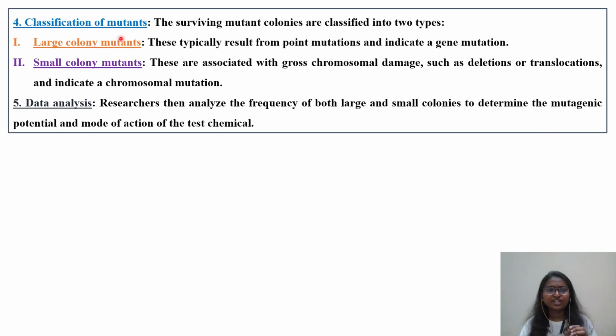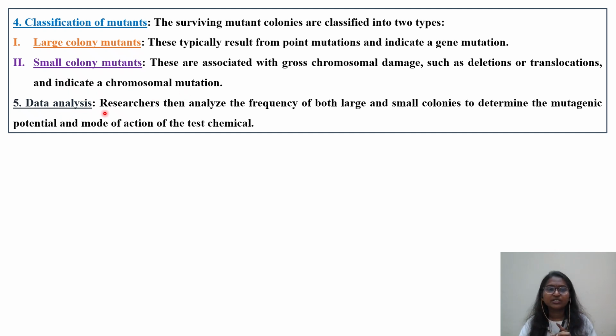What is the classification of the mutants? The surviving mutant colonies are classified into two types: large colony mutants and small colony mutants. As we learnt in the previous slide, it can identify chromosomal aberration type damage, through the small colony mutants, as well as gene-level damage through the large colony mutants. Large colony mutants typically result from point mutations and indicate a gene mutation, whereas small colony mutants are associated with gross chromosomal damage such as deletions or translocations and indicate a chromosomal mutation.